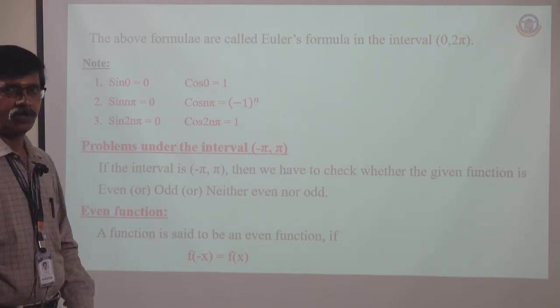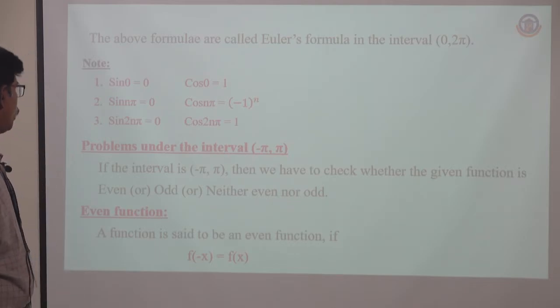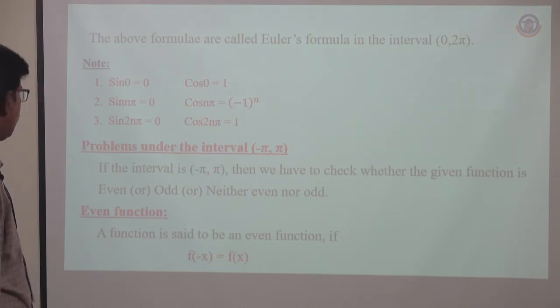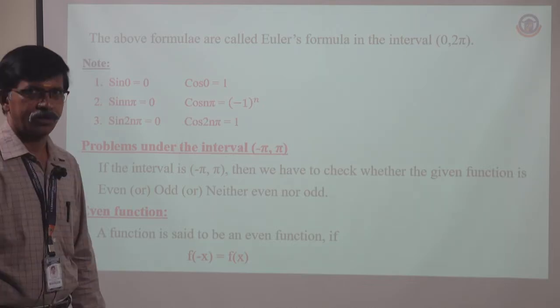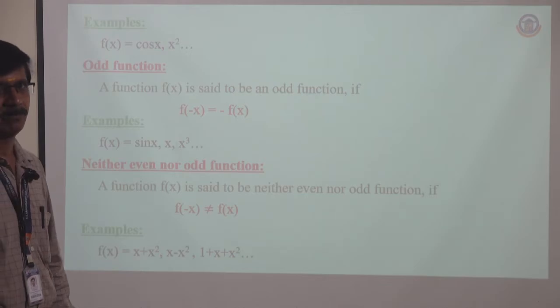Today we are going to give importance to Fourier series in the interval minus pi to plus pi. If the interval is minus pi to plus pi, then we have to check whether the given function is even or odd or neither even nor odd. A function is said to be an even function if f of minus x is equal to f of x. If this condition is satisfied, we can conclude that the given function is an even function.